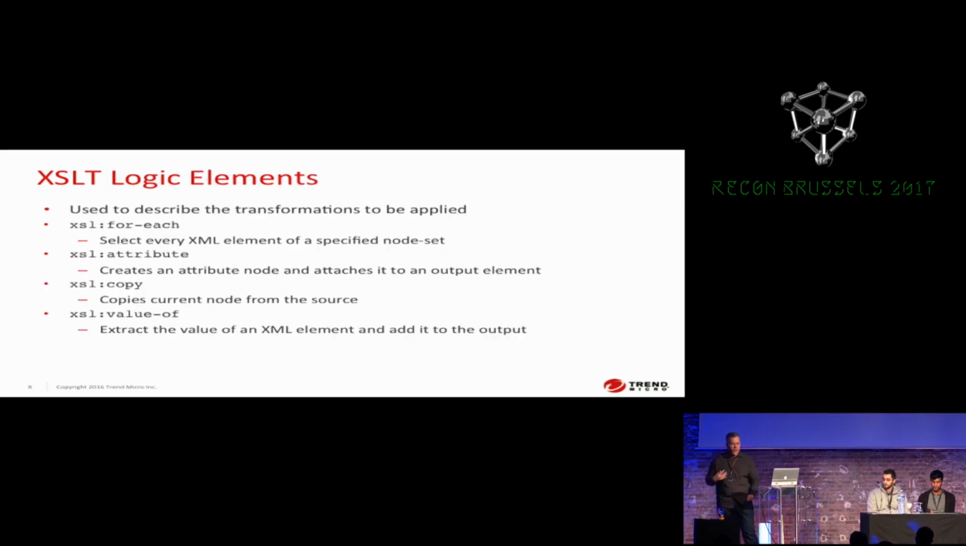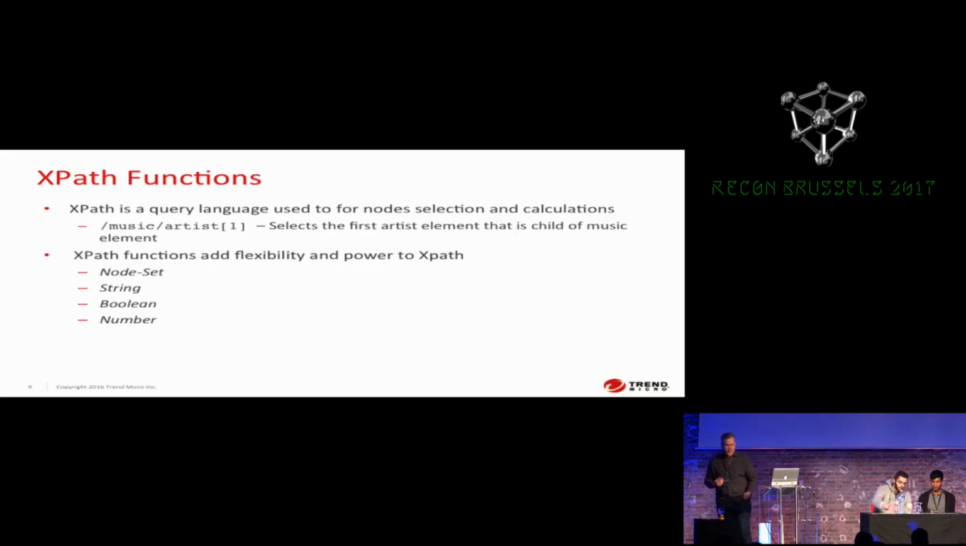But what's important about XSLT are the logic elements that do processing. These logic elements describe the transformations that are going to be applied to the XML. So we have things like for-each, which will select every XML node inside of a node set and perform processing on it. There's xsl:attribute, which will create an attribute on an output node. There's copy, which will copy a node to the output. And there's value-of, which will select the value of the XML node and print it out into the output.